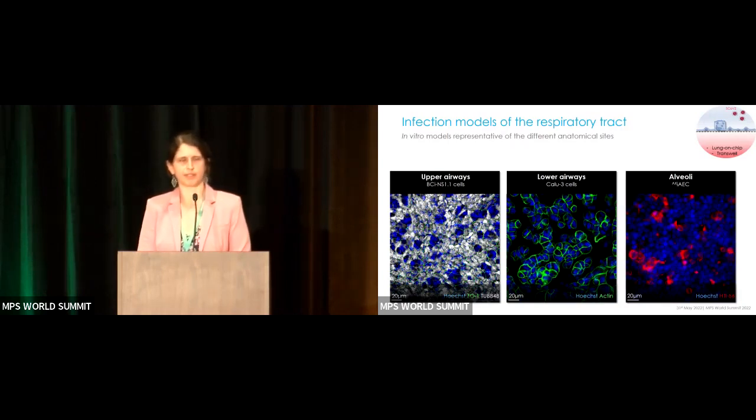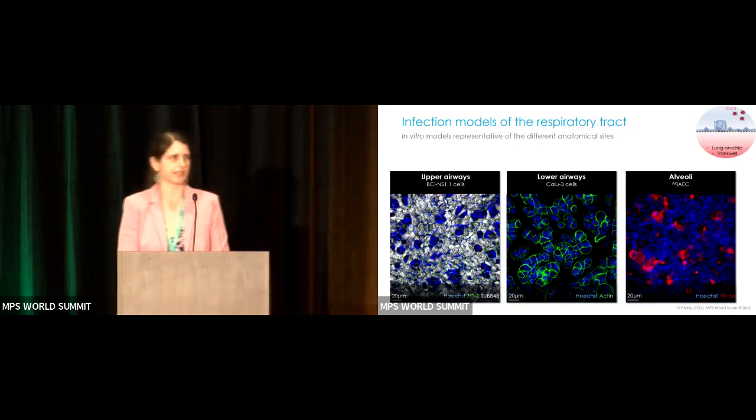So for the upper airways, we use the BCi-NS1.1 cells, which have originally been derived from basal cells of bronchial brushes. Then we have a model for the small airways. We use the Calu-3 cells, which are a very standard model in SARS-CoV-2 research. And for the alveoli, we are using an in-house generated alveolar epithelial cell line. So for this talk, I would like to focus on the lower airway models, so basically on the Calu-3 cells and on our alveolar epithelial cell model.